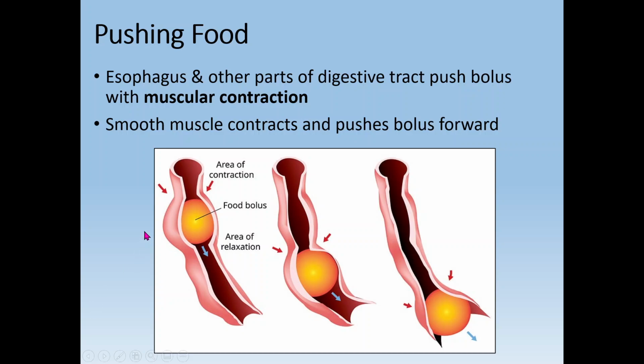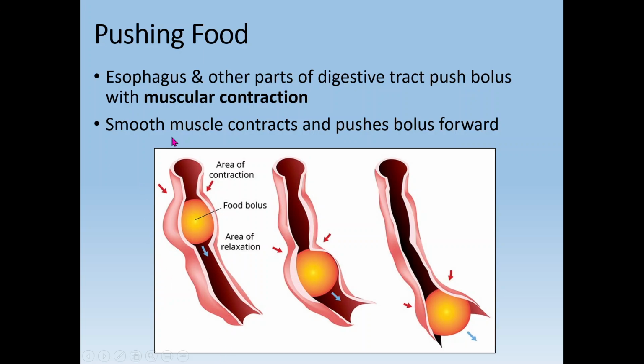So now we need to move that bolus from our pharynx down through the esophagus. And remember, the esophagus is really just a tube. It's not doing any form of digestion for us. It's just moving that food material from your mouth down to your stomach.